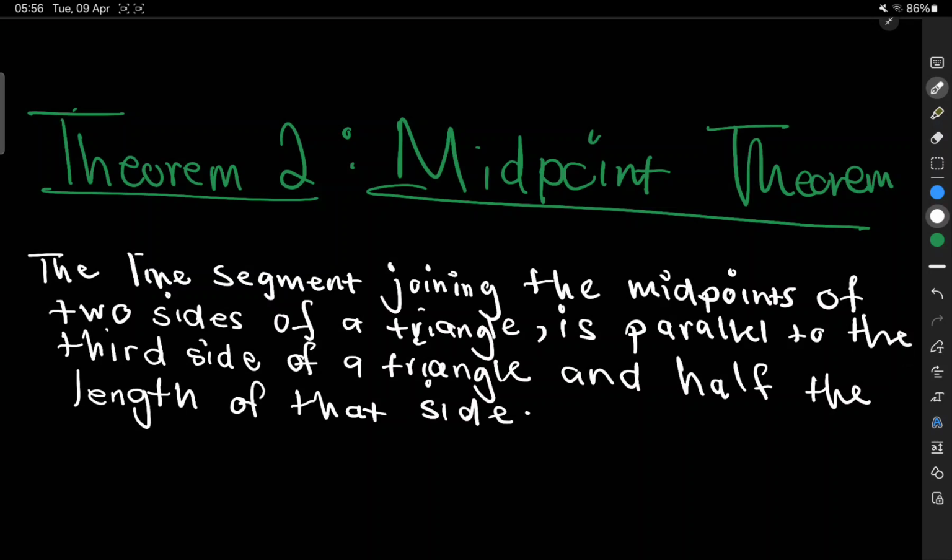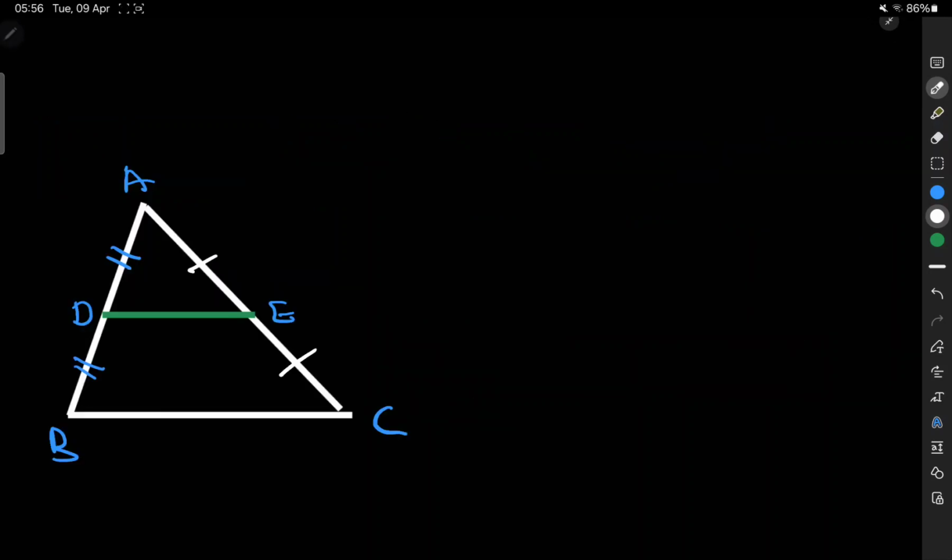Theorem 2, which is the midpoint theorem, states that the line segment joining the midpoints of two sides of a triangle is parallel to the third side of the triangle and half the length of that side. Now obviously this is very difficult to visualize, and lucky for you guys, you have me to help you visualize it. Let's look at a visual example of what this theorem basically states.